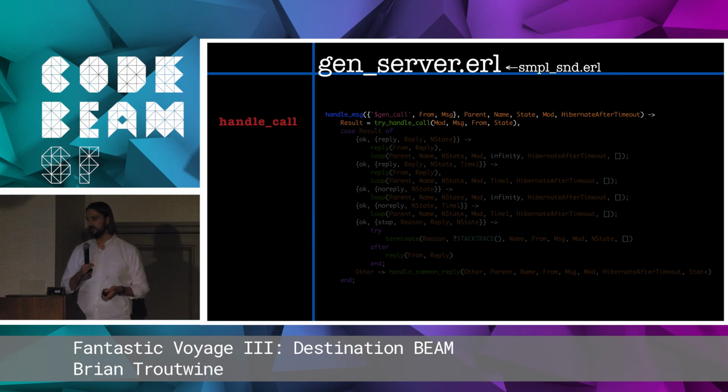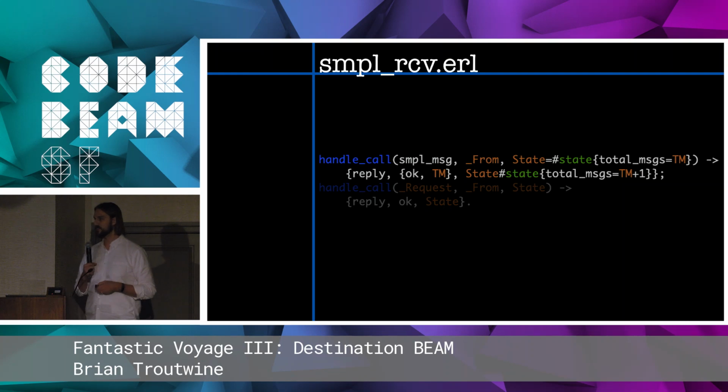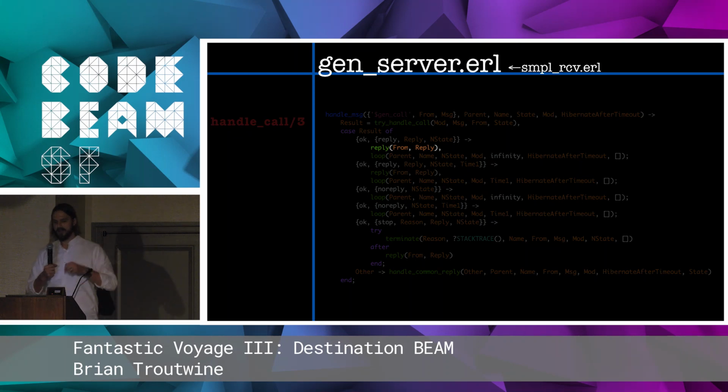So try handle call is the thing that invokes the user-defined callback. So let's pop to that. So in Simple Receive, when you get simple message, you send back the total number of messages that you've received, updating your state to 1. So now we've sort of seen the machinery of how a Gen server calls a Gen server. So we pop back into the Gen server implementation, and we see the reply.